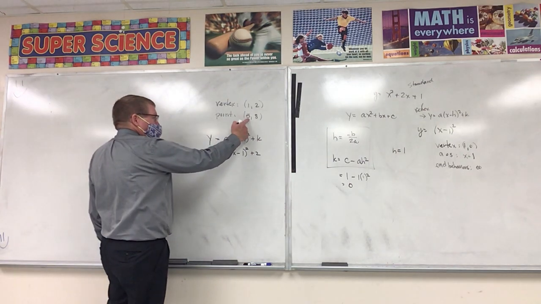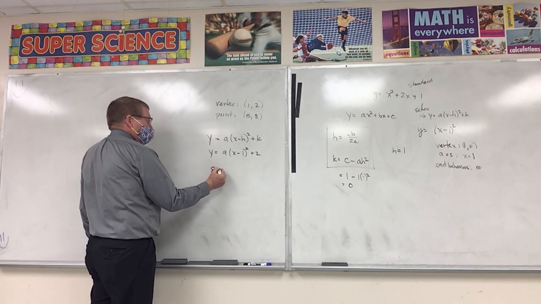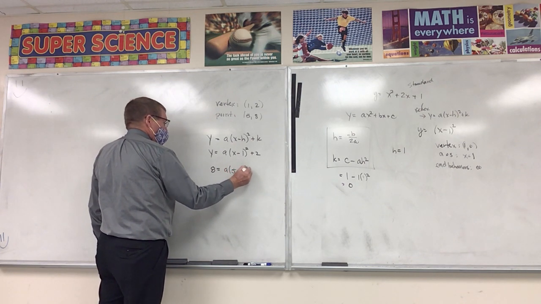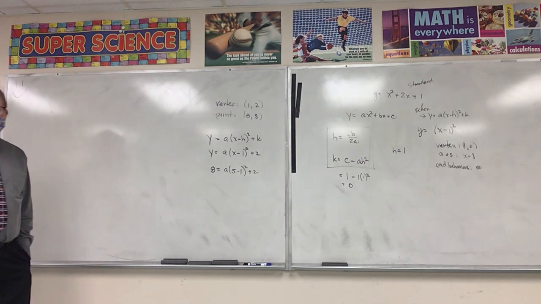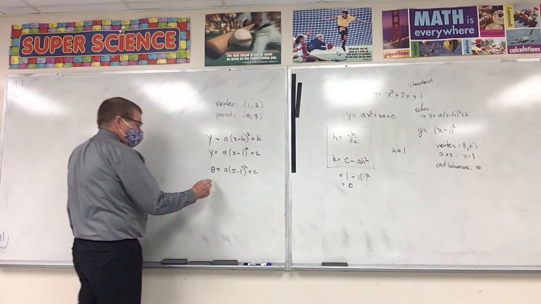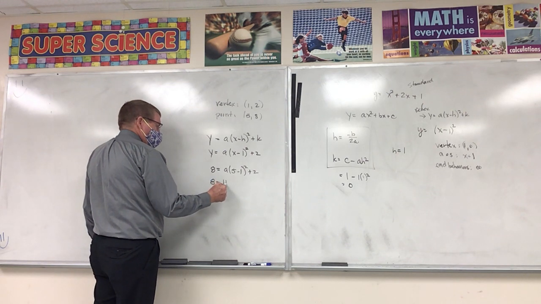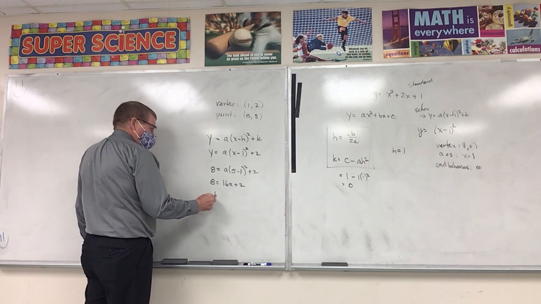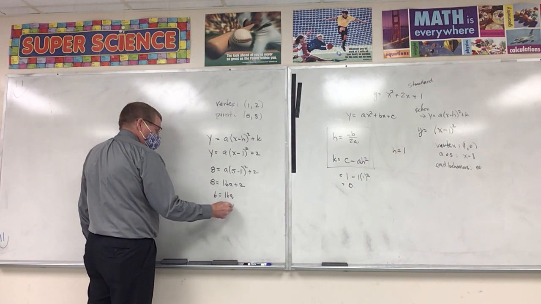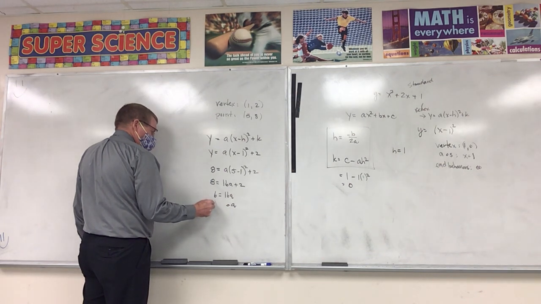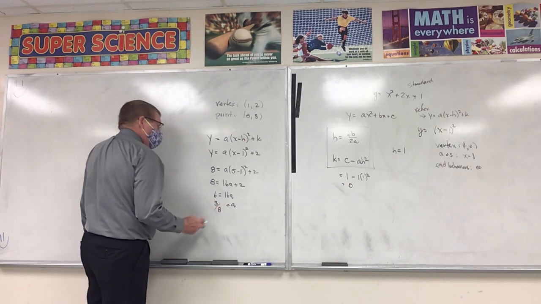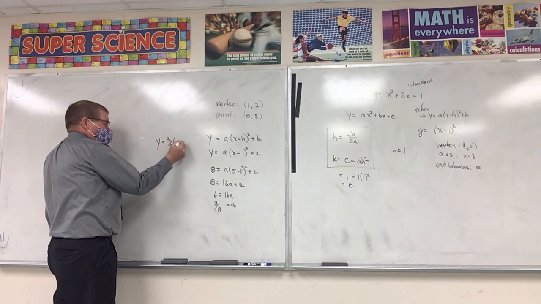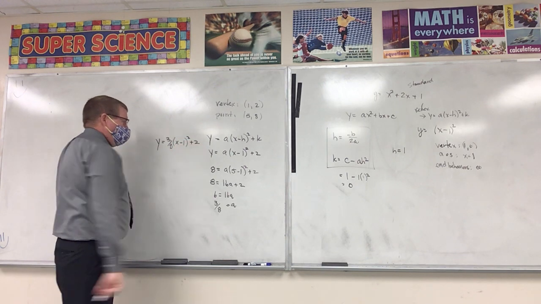So they give us an x and a y. So we plug it in: 8 equals a times 5 minus 1 squared. So now all we need to do is find my a. So it would be 8 equals a times 16 plus 2. So then you have to subtract 2, so then you get 6 equals 16a. So then you divide by 16, and you get 3/8. So y equals 3/8 times x minus 1 squared plus 2.